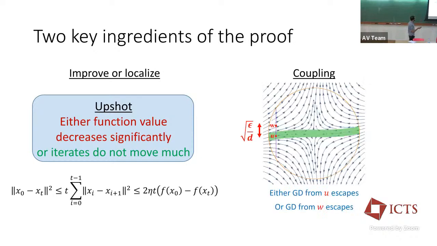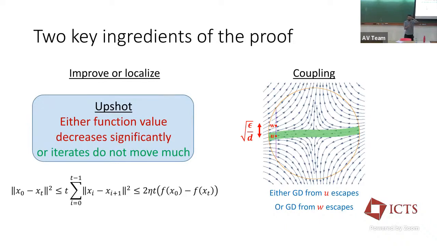So the second part is what is called a coupling argument. The idea is the following. We look at 2 points u and w, which are separated by a very, very small distance, which is square root of epsilon over d. And what we want to argue is that both u and w cannot lie in the bad set S. What that would say then is that if you measure the thickness of the set along this particular direction, then the thickness at any point is very small. It can be at most square root of epsilon over d.